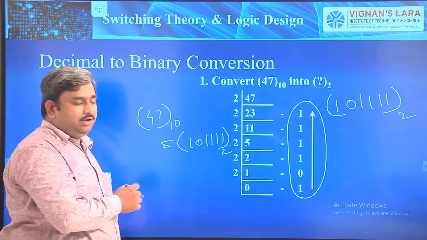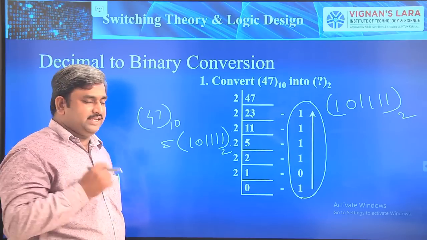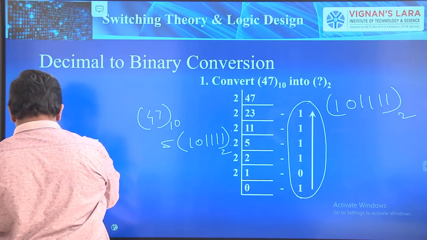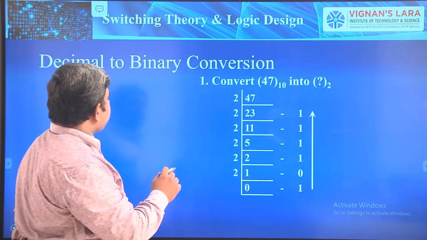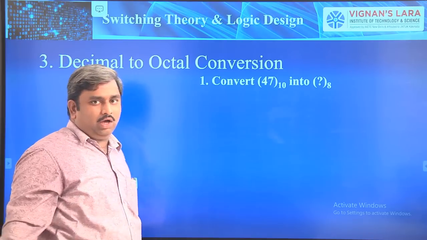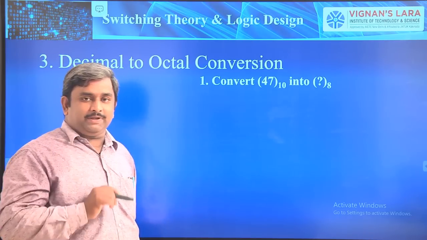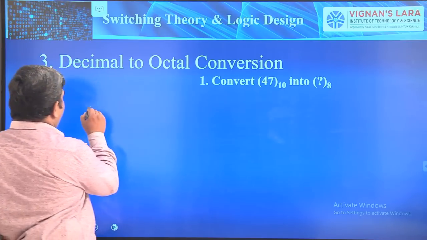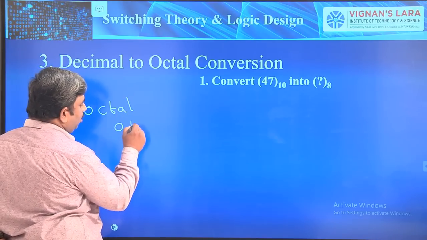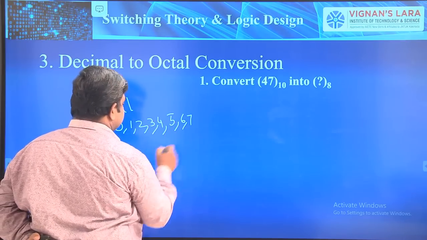For the same number, 47, we will convert this number into octal and into hexadecimal. How do we do these conversions? Now we will see. Decimal to octal conversion. The octal number system we generally represent with base 8. The octal number system consists of 0, 1, 2, 3, 4, 5, 6, 7.